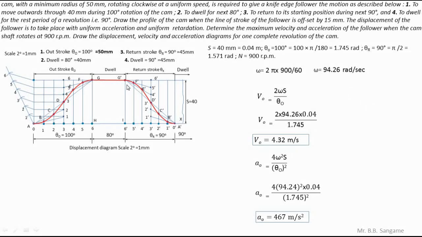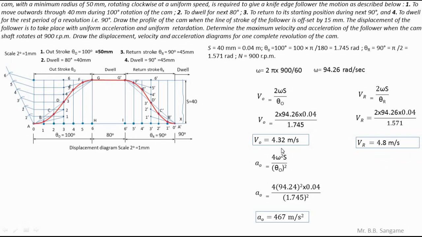So similarly let's calculate velocity during return stroke VR. By using the formula VR is equal to 2 omega s divided by, instead of theta o we need to consider theta r. Okay. So again I have calculated theta r. I have converted theta r in terms of radian, which is 1.571 radian. Let us calculate.